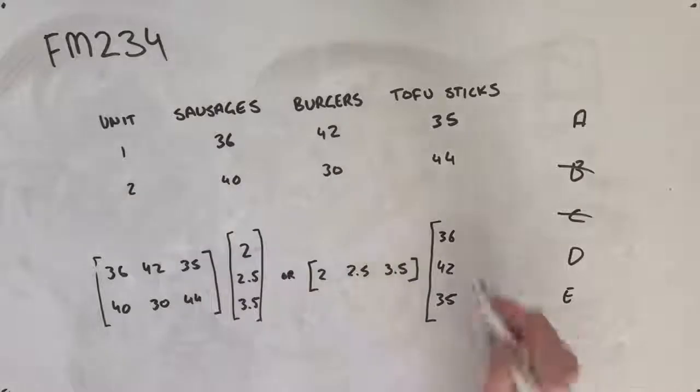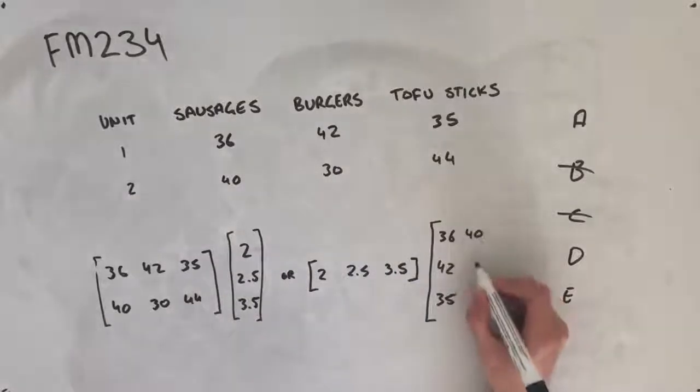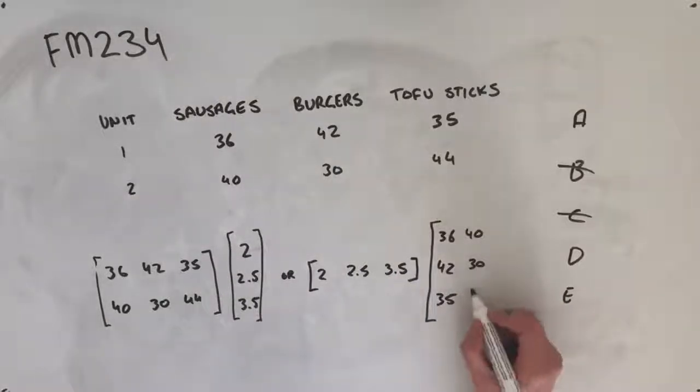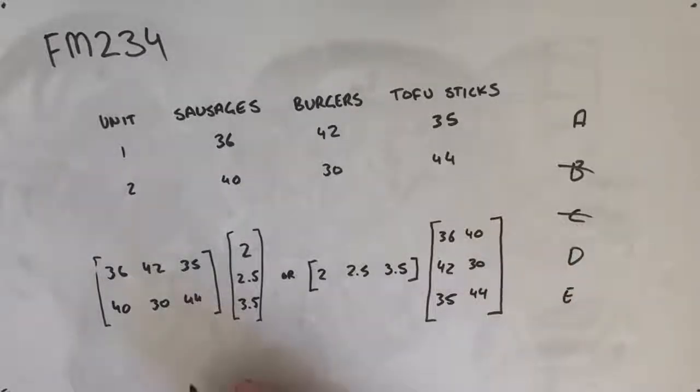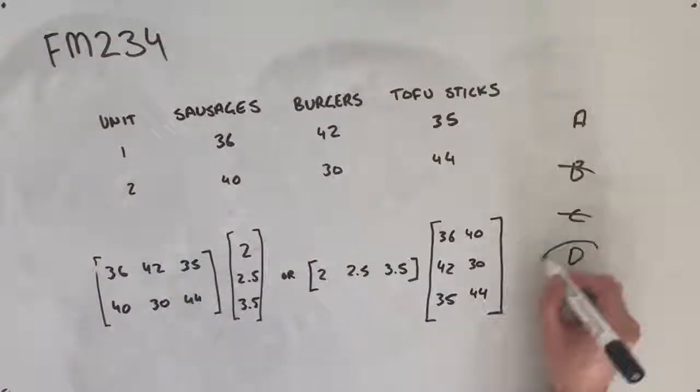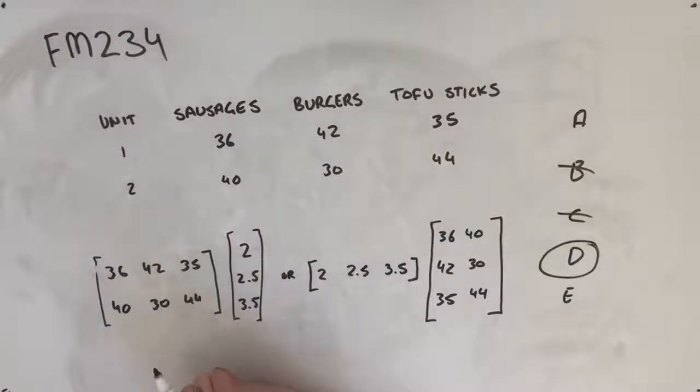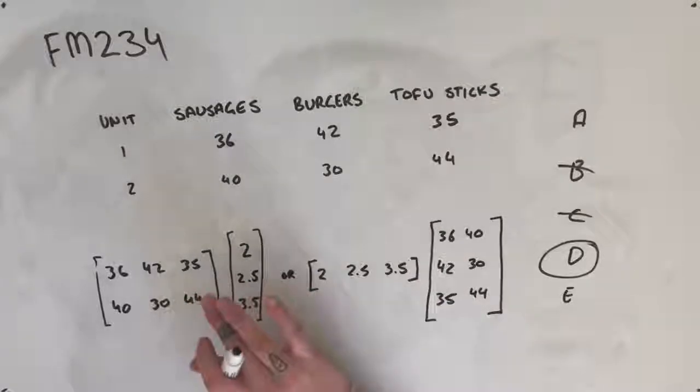And now we're going to take unit 2's number of sausages, burgers, and tofu sticks, and that would also give us that answer. Looking at our options there, A, D, and E, you will notice that this second option here looks a lot like option D. So there's a few ways of answering that question, guys.